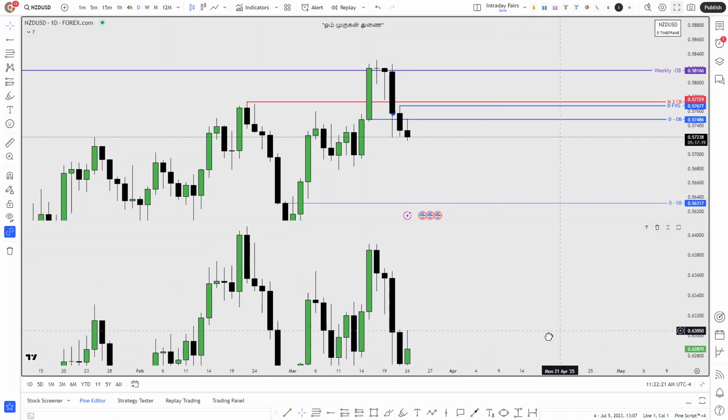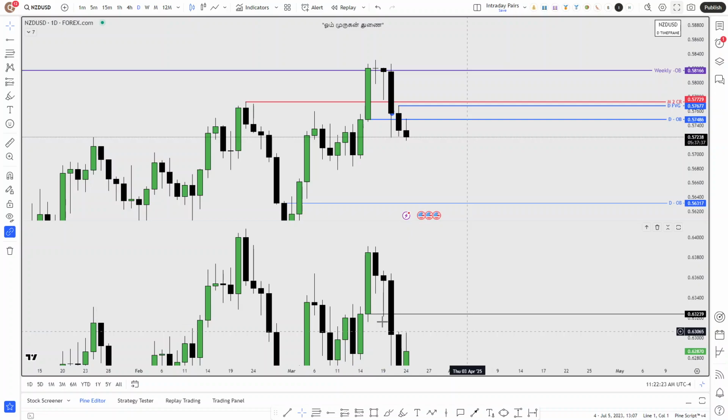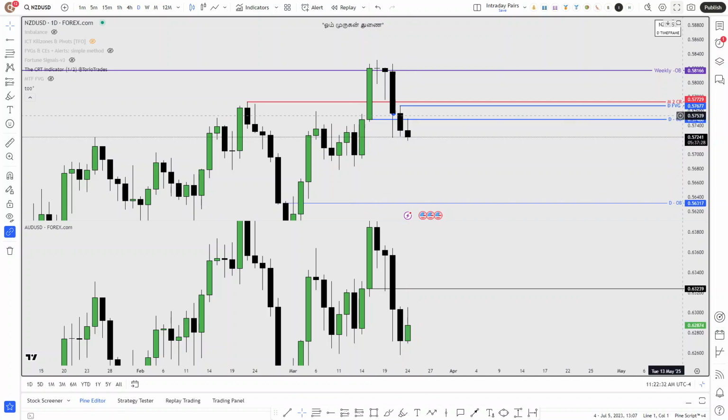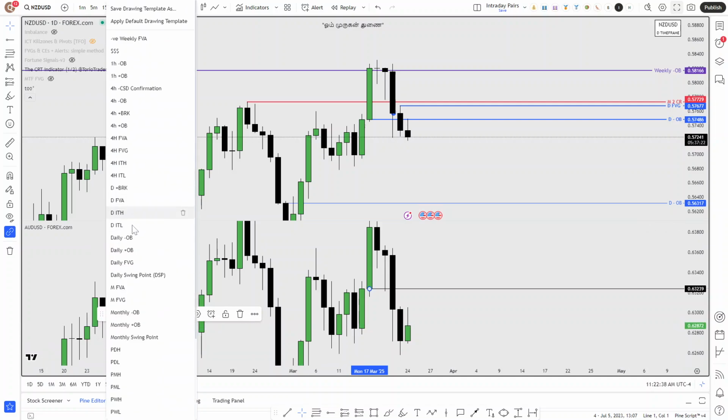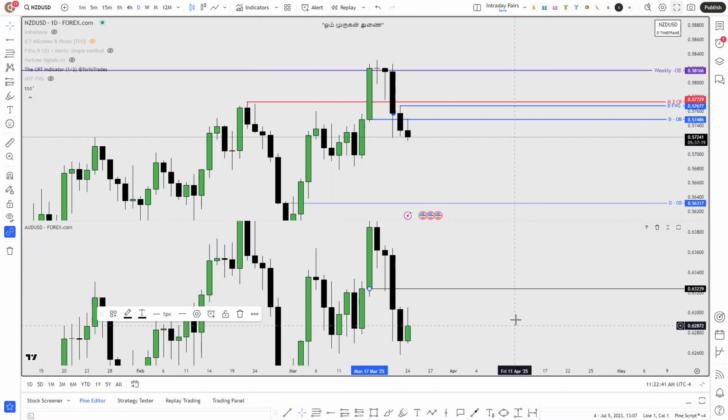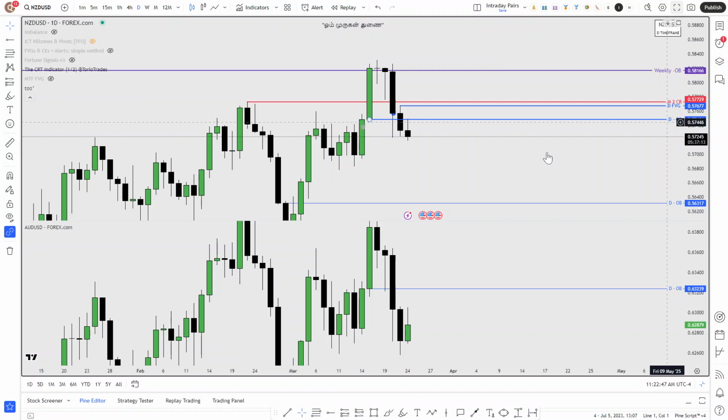Okay, but in AUD, you can say this is our bearish OB, right? Wait a minute. Yeah, this is AUD. This is New Zealand. In New Zealand, we can see this is our daily bearish OB. But in AUD, just a minute. This is our daily bearish OB. Yeah. So this is our daily bearish OB in AUD, but this is our daily bearish OB in New Zealand. You can see that AUD needs to travel this much distance to poke into this daily bearish OB and then go further down. But in New Zealand, it has poked first and now it is traveling downwards.